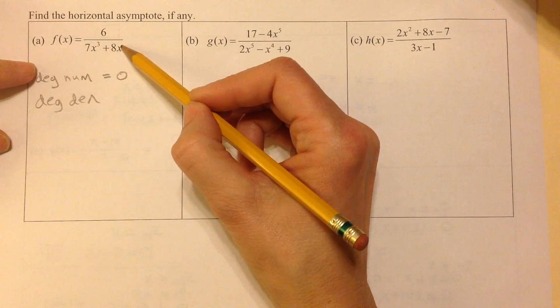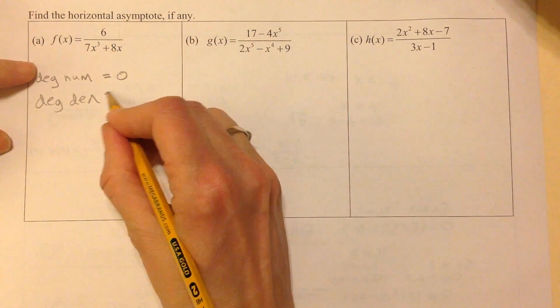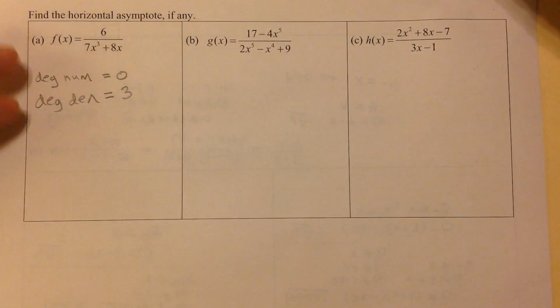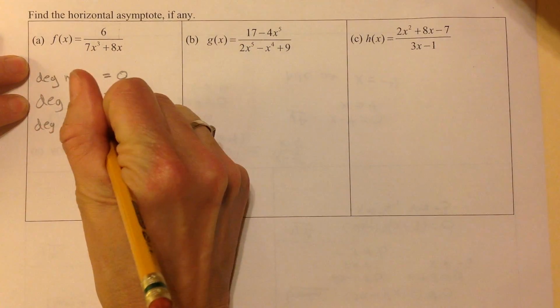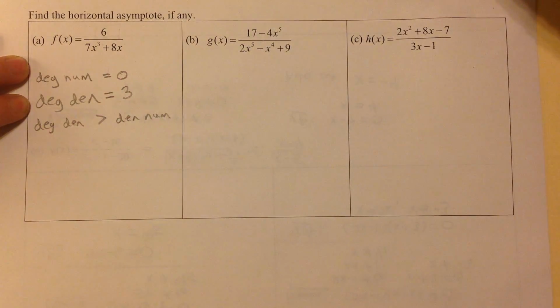Now in the denominator, I've got a power of 1 for the x and a power of 3. The degree is the higher power, which is 3. Now in this situation, let me write it here, what we've come up with is that the degree of the denominator is larger than the degree of the numerator.